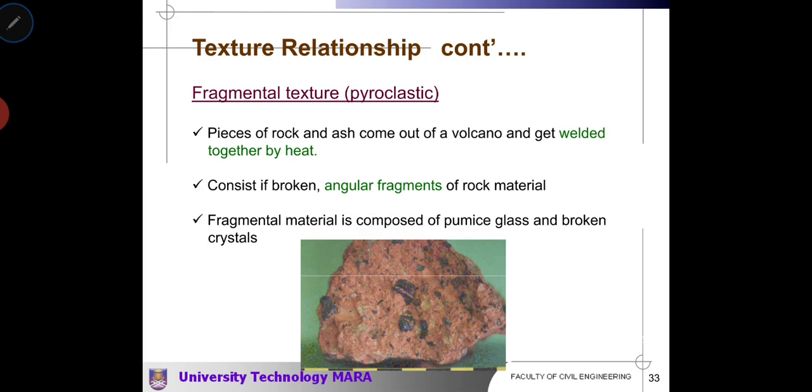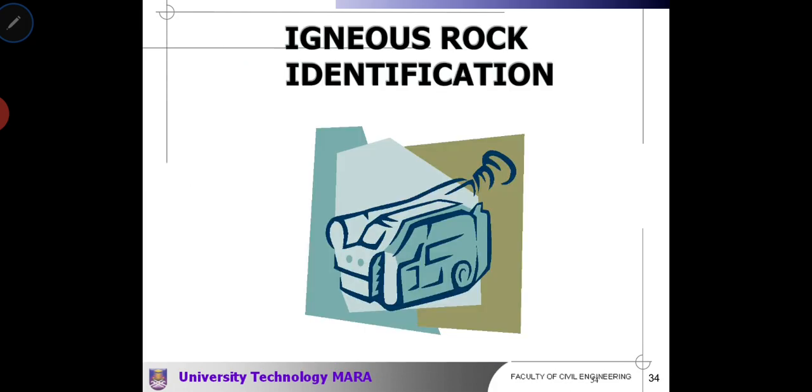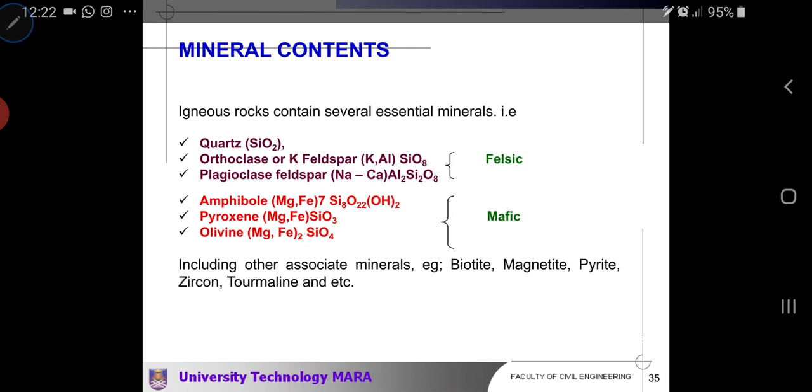The last one is fragmental texture, meaning that you have ash and rock welded together, most of the time from a volcanic eruption. So this is a rapid cooling process immediately after eruption. It consists of broken angular fragments of rock material. So this is what it looks like for fragmental texture. So that is what you need to know about the texture of igneous rock.